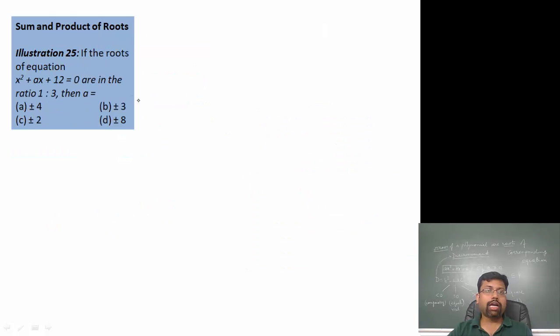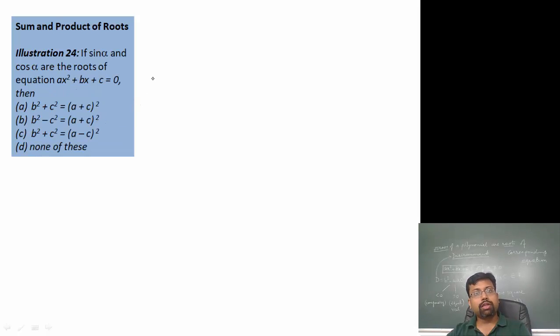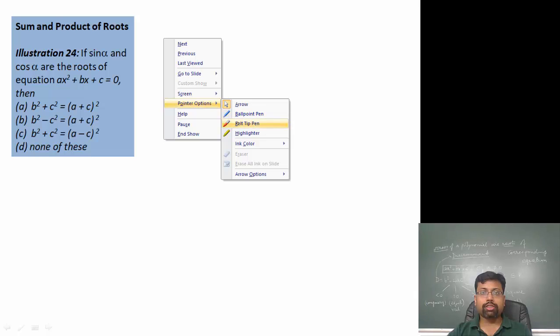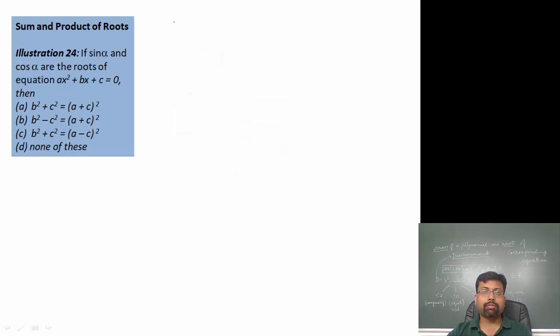Okay, so in this question you have sine alpha and cos alpha. If sine alpha and cos alpha are the roots of the equation ax square plus bx plus c is equal to 0, then you have to see which of these conditions is true. So for this, let me first take up the pen. The given equation is ax square plus bx plus c equal to 0, and the roots are sine alpha and cos alpha.